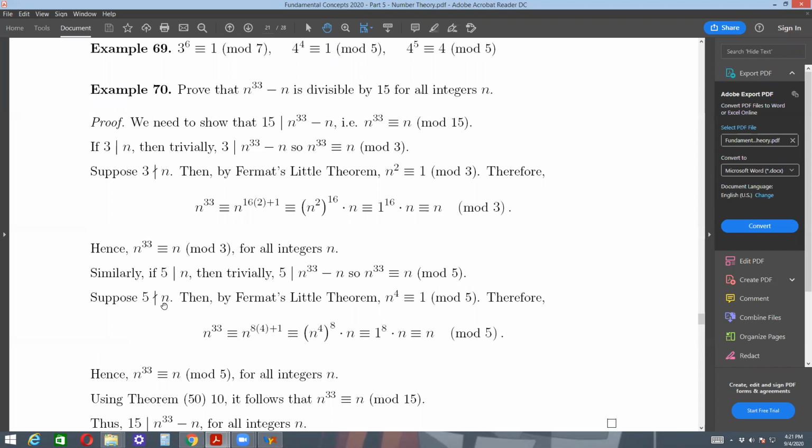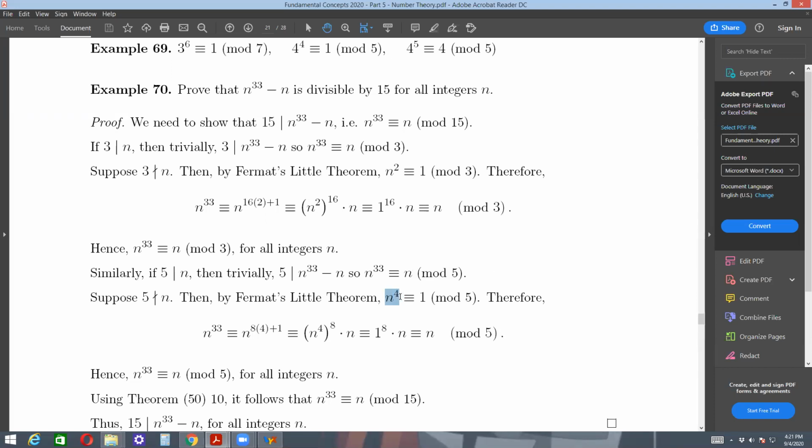And if 5 doesn't divide n, then we use Fermat's little theorem. And we know that n to the power 4 is congruent to 1 mod 5. So similar to above, we try to get this power to be 33 basically. That's what we're trying to do. We're trying to get n to the power 33 out of this.